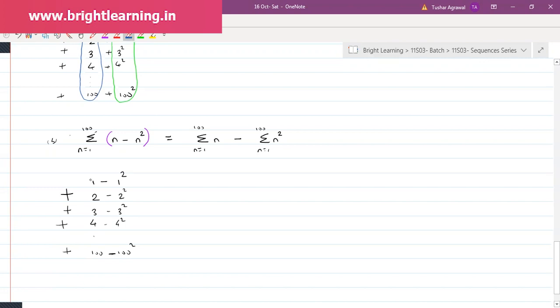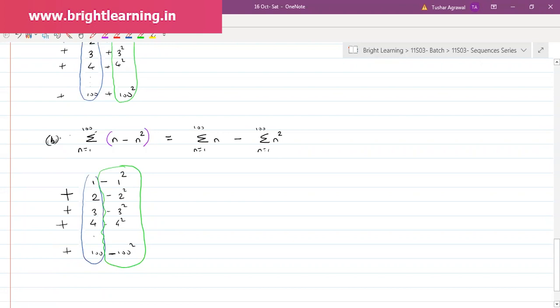So vertically, if I do 1 plus 2 plus 3 plus 4 plus 5 plus 6, this is summation of n, and then minus of 1 square, minus of 2 square, minus of 3 square, and so on, minus of 100 square. So minus all common, and what remains is 1 square plus 2 square plus 3 square and so on up to 100 square. Got it?